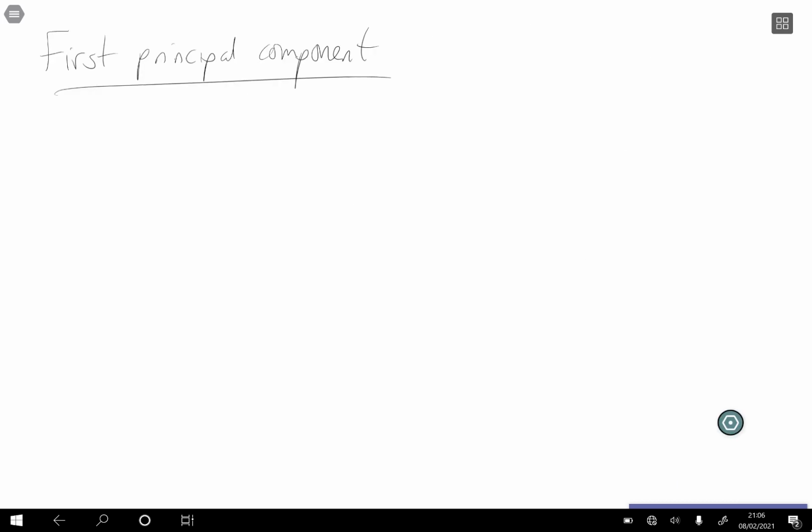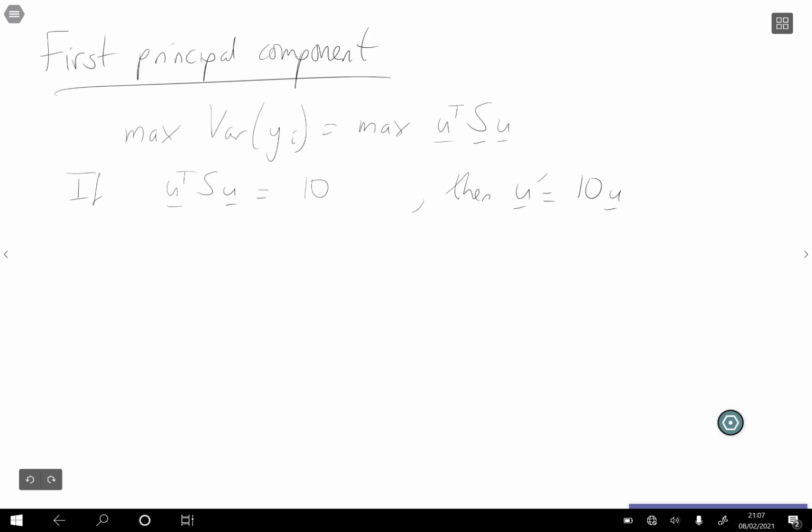So we said in the previous video that PCA aims to maximize the variance of the transformed variables. So it's going to maximize the variance of the y's. So that is seeking to maximize u transposed S u. Now the first thing to note here is that if the vector u is completely unconstrained, this problem doesn't make sense. If u transposed S u for some choice of u equals 10, say, then if we let u prime be 10 times u, then u prime transposed S u prime will be 10 squared times 10, so it's going to be 1,000. So we could make the variance arbitrarily large by just scaling u. So the question doesn't make sense as written.